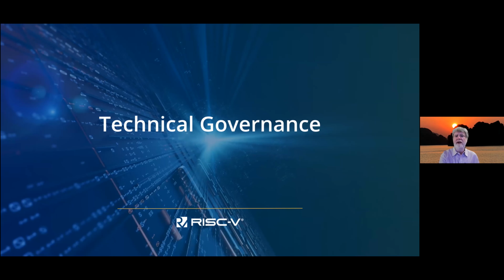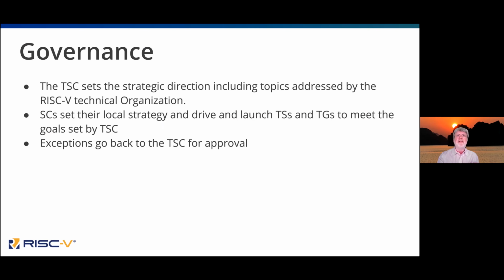So I'm going to go into a little bit about technical governance. The TSC sets a strategic direction. We have a little meeting on the side, which goes ahead and does the strategy. And I apologize, some of the nomenclature hasn't been updated, but these are really the ICs and the HCs, so the ISA committees and the horizontal committees, and they make their own local strategy. They launch task groups in order to meet the goals that are set by the TSC. And exceptions go back to the TSC.